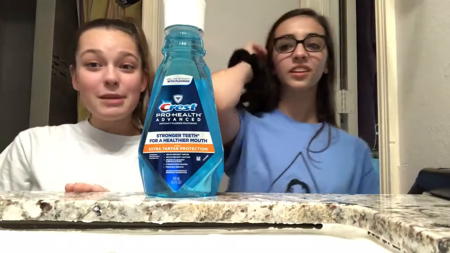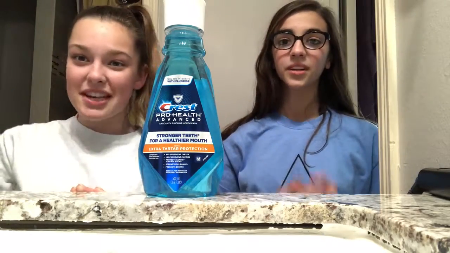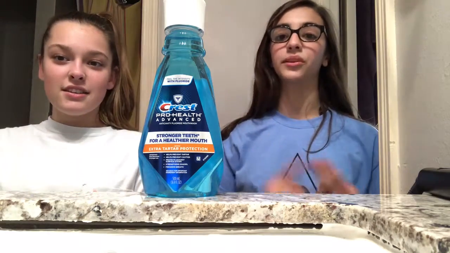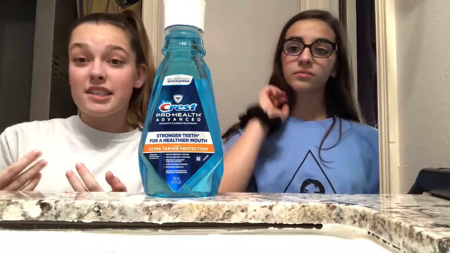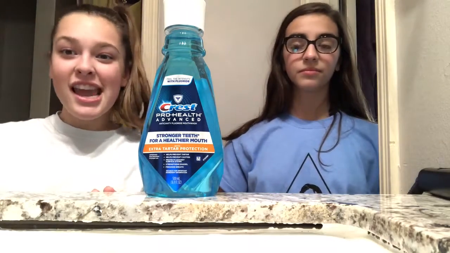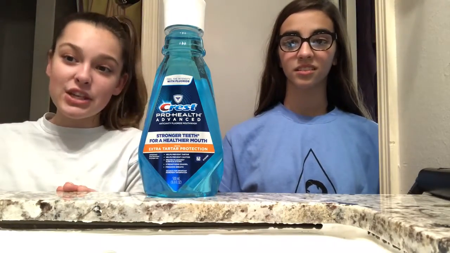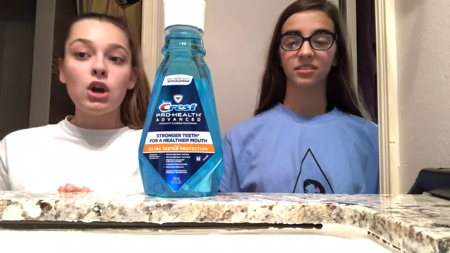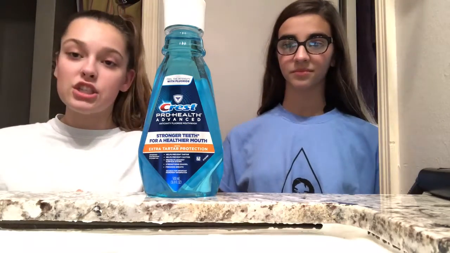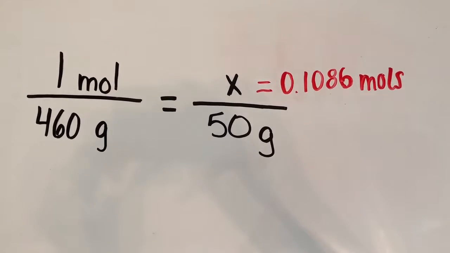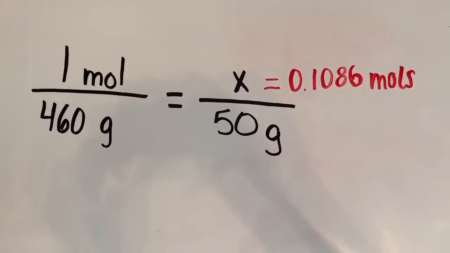I want to know how many moles of mouthwash I use every morning. A mole is a unit for measuring large quantities of very small things, such as atoms, molecules, or other specific particles. A mole is 6.02 times 10 to the 23rd, and it was created by Avogadro. This mouthwash has a chemical formula of C30H52O3, which has a molar mass of 460 grams per mole. I am only using 50 grams of mouthwash though, so that means I'm using 0.1086 moles of mouthwash in the morning. Now we're going to go downstairs and make pancakes.